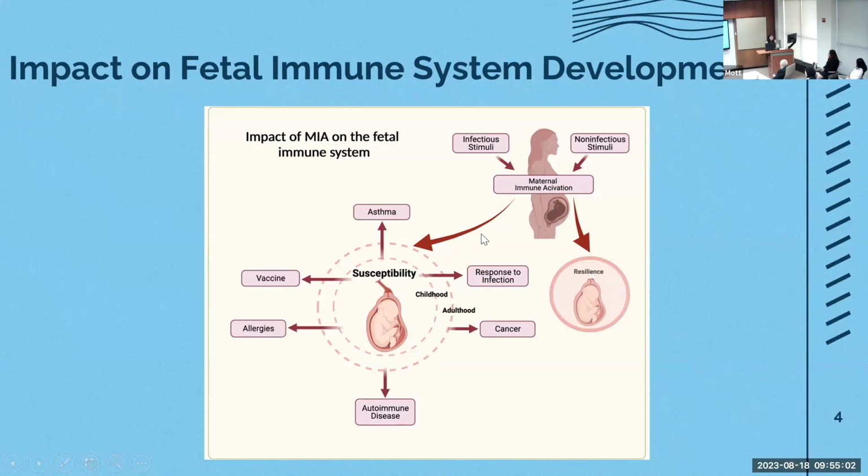There are 2 types of stimuli that can impact development of the fetal immune system, including infectious stimuli and non-infectious stimuli. Both stimuli will lead to the activation of the maternal immune system. Maternal immune activation causes susceptibility to asthma, cancers, and autoimmune diseases. For this specific project, we are focusing on non-infectious stimuli.